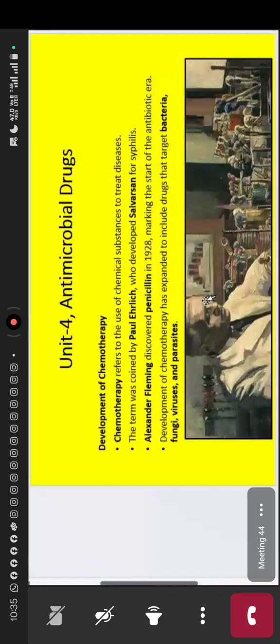The next unit is about antimicrobial drugs. See, antimicrobial drugs are those chemical agents which are effective against microbes, right? Anti means against, microbes means microorganisms. So they are the chemicals which are against the microbes.